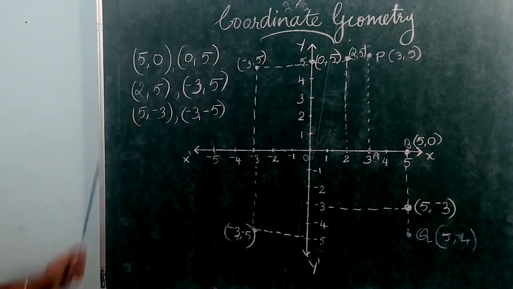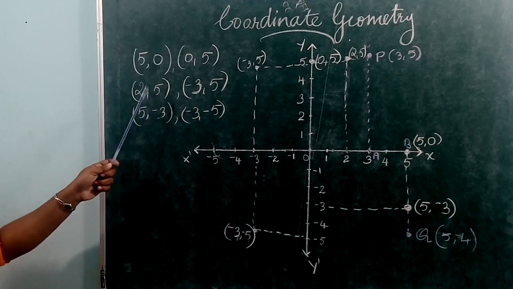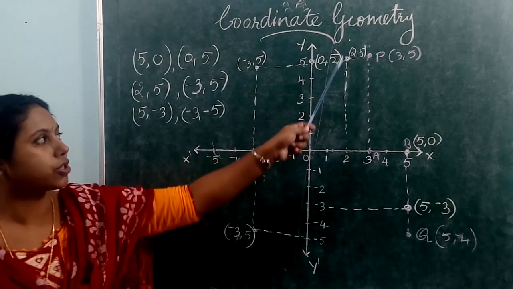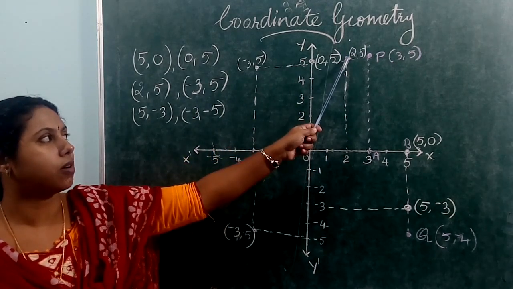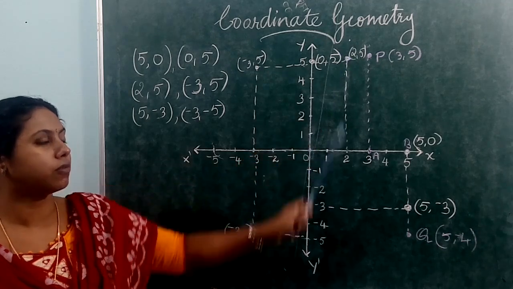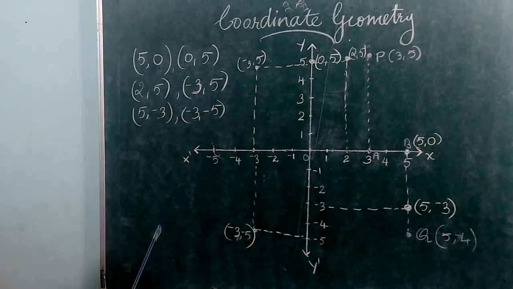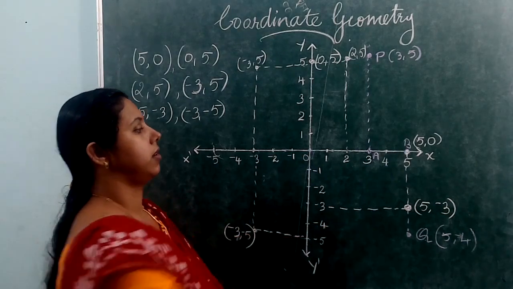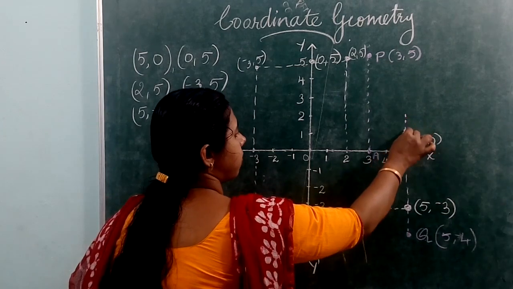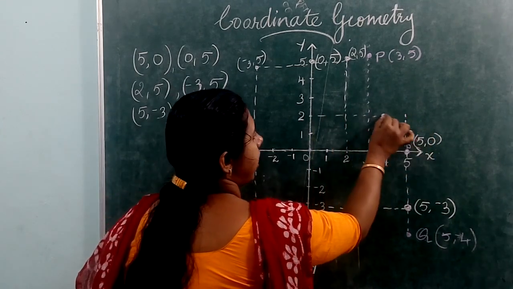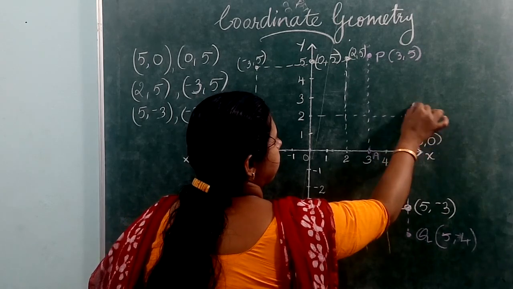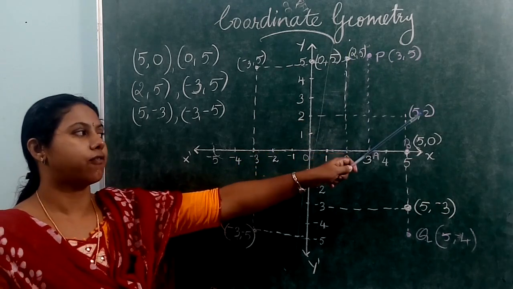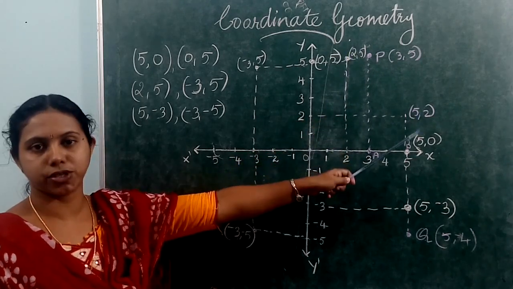Similarly, (2, 5) and (5, 2). Look at that (2, 5). Where is (2, 5)? This is the position of (2, 5). Can you identify the point (5, 2)? This is the position of (5, 2). So the points (2, 5) and (5, 2) are not at the same position.